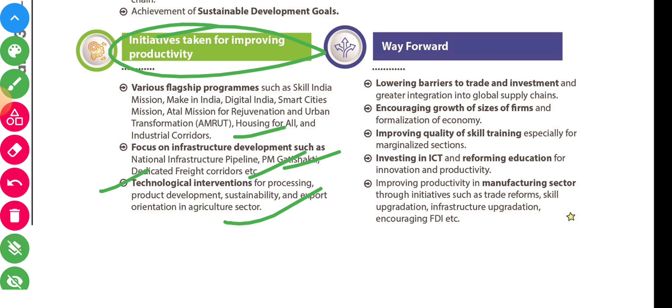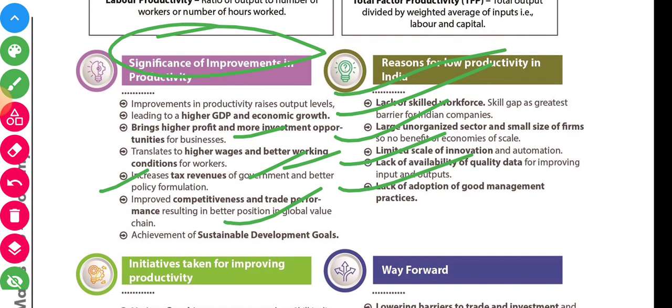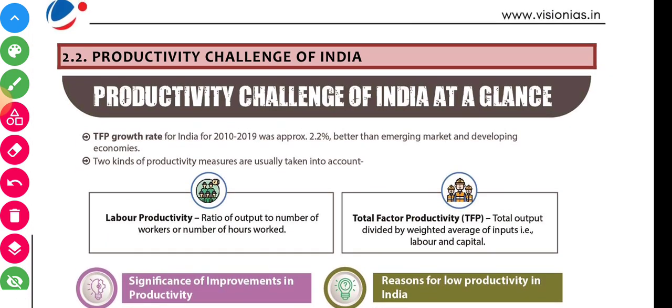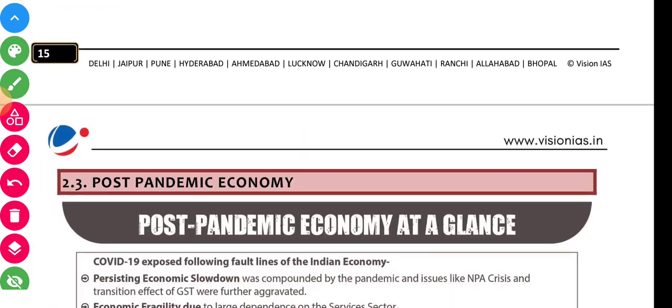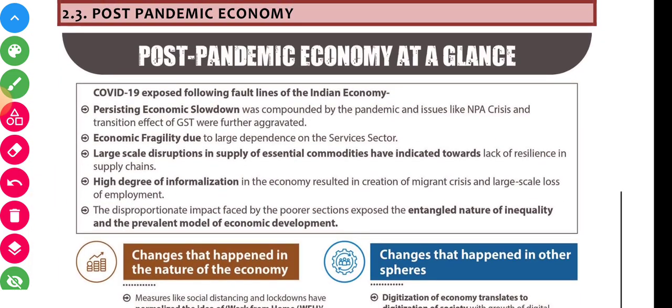Way forward: lowering barriers to trade and investment, encouraging growth of size of firms, improving quality of skill training, investing in information and communication technology and reforming education, improving productivity in manufacturing sector. These are the way forward for total factor productivity. Next is post-pandemic economy.